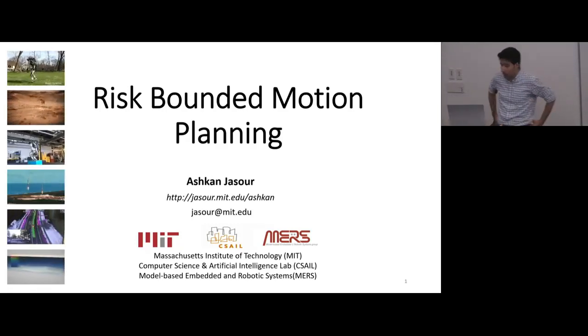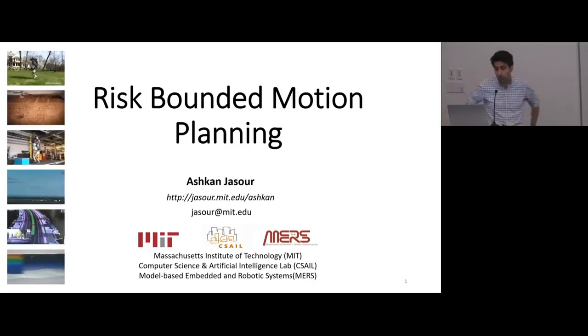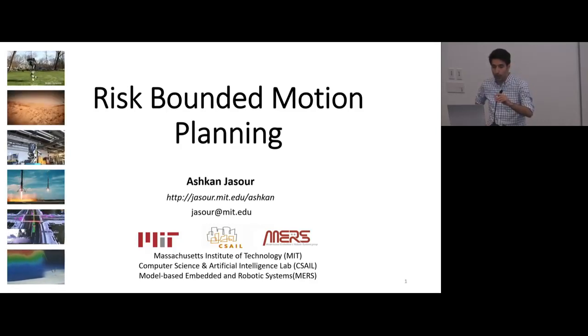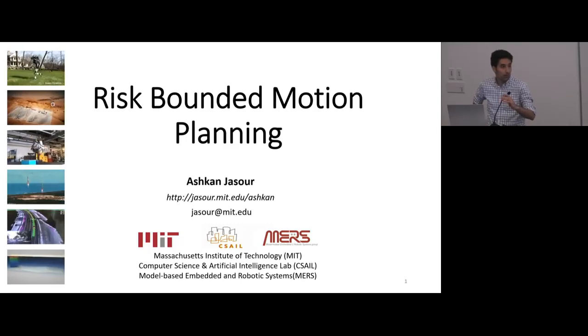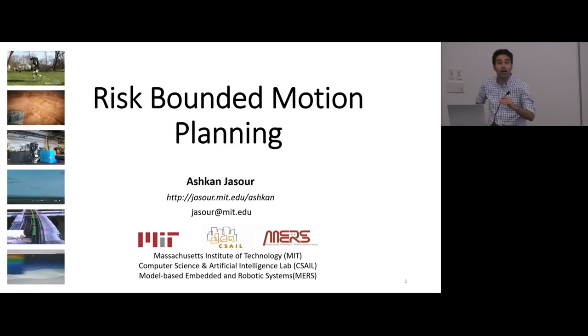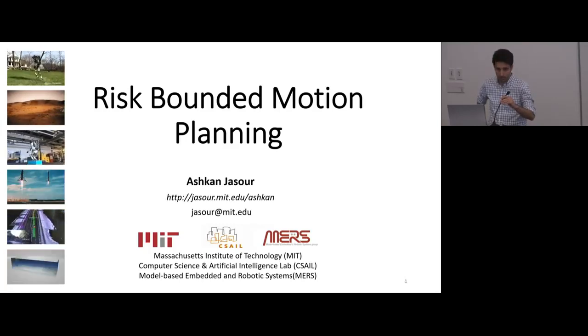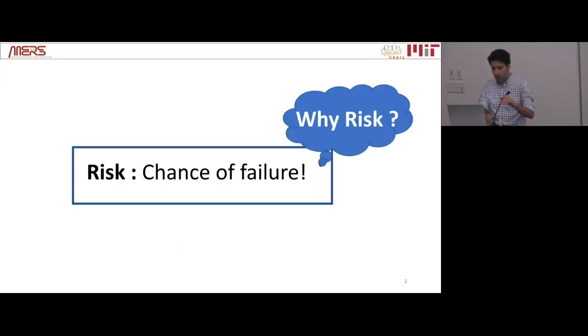So as Brian said, this last talk is on risk-bounded motion planning, and I want to start with this question: what is risk? How do you define risk in planning? Any thoughts? The probability that something would not occur as planned. Right. So in short, risk is defined as chance of failure in a plan.